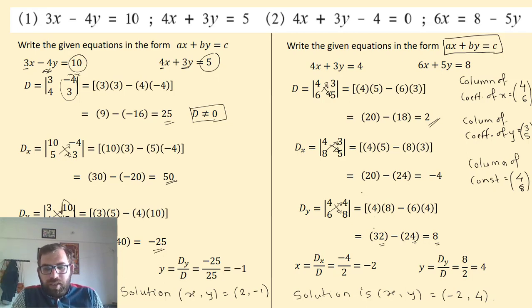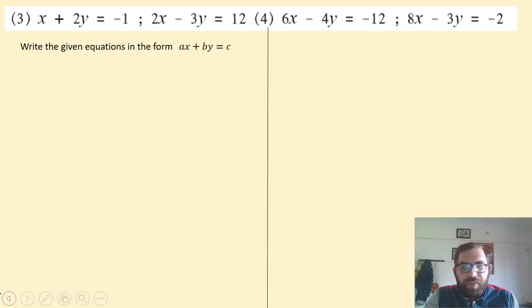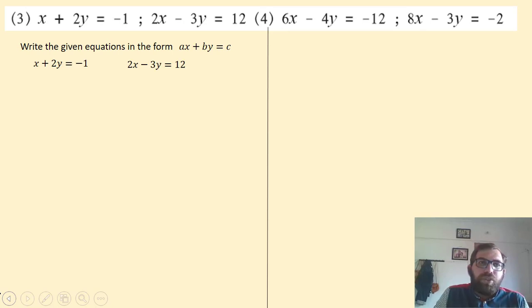Okay, let us solve some more examples. These are the 2 more examples that we are going to solve in the same way. So we know what the first step is. Our first step is to write the given equations in the form of ax plus by is equal to c. So write both of these 2 equations in that form. So you get x plus 2y is equal to minus 1 and 2x minus 3y is equal to 12. Next is the determinant of coefficients.